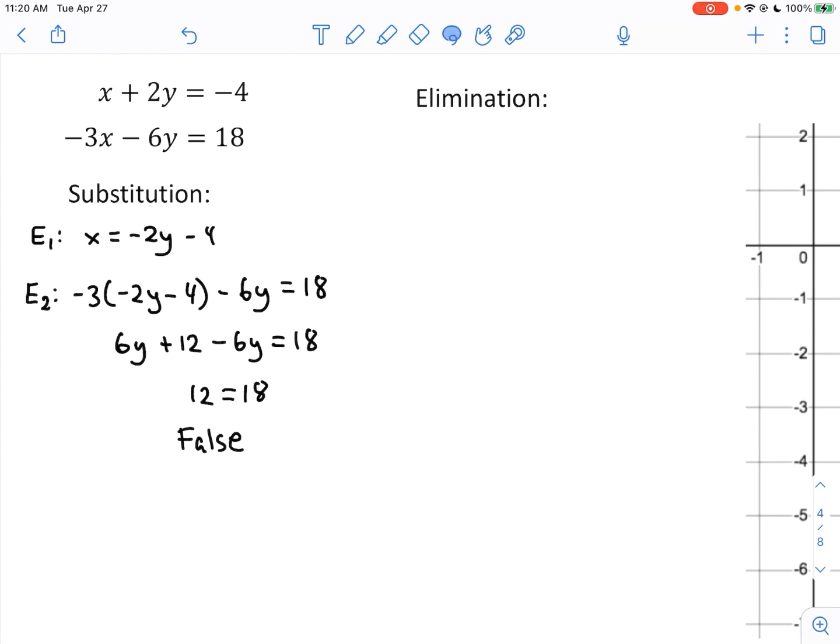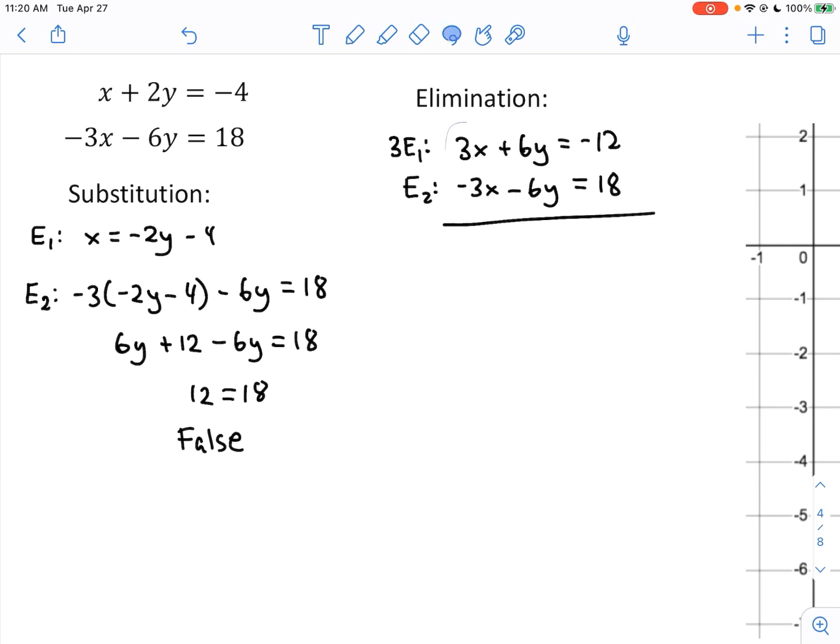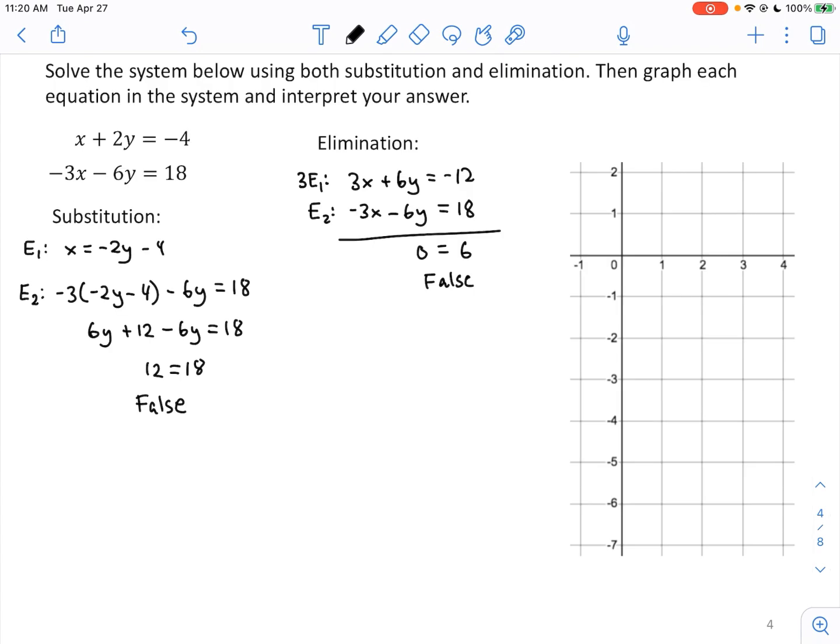To eliminate, I'm going to target the x's, so I'm going to triple the first equation. That gives me 3x plus 6y is equal to negative 12. Don't forget to triple both sides. Equation 2 I'm going to leave untouched, and then add the two equations together. Now keep in mind I did set this up so that the x's would cancel, but also the y's cancel, but this side does not. So we wind up with a statement that reads 0 is equal to 6. Again, this is also a false statement. Okay, how do we interpret these dead ends?